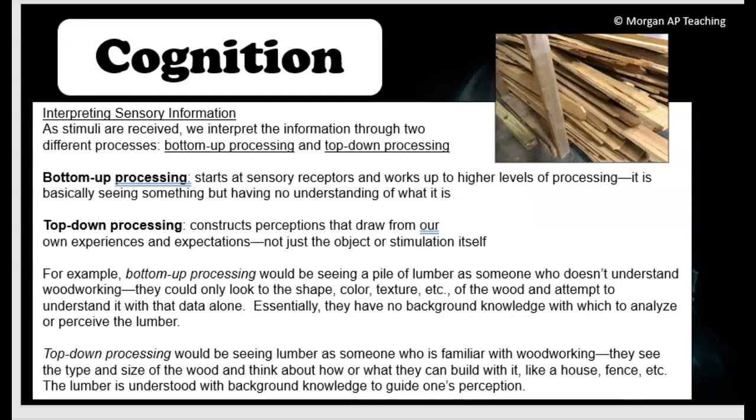All right, cognition, think brain, right? Cognition is interpreting sensory information. As stimuli are received, we interpret the information through two different processes, the bottom up and top down. These are two phrases I see on tests a lot, so please try to understand this. All right, bottom up processing starts at sensory receptors and works to higher levels of processing.